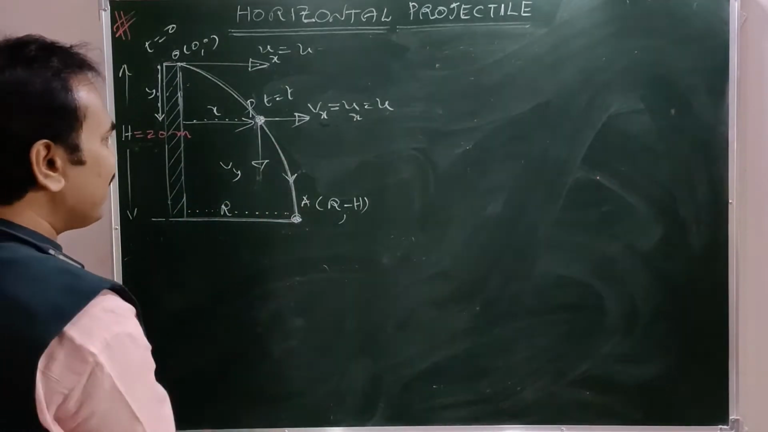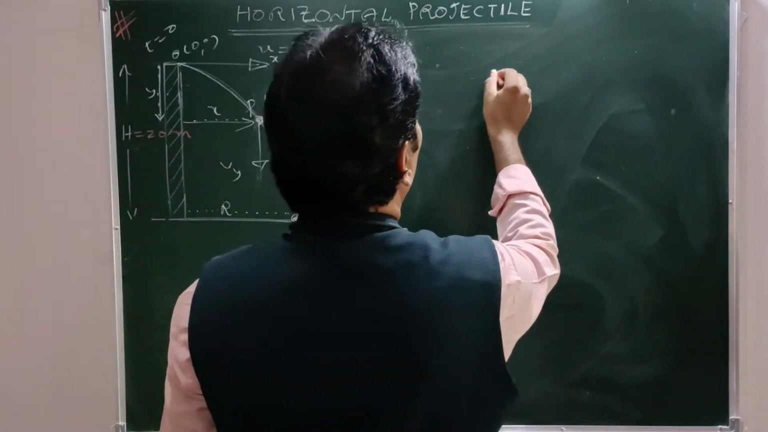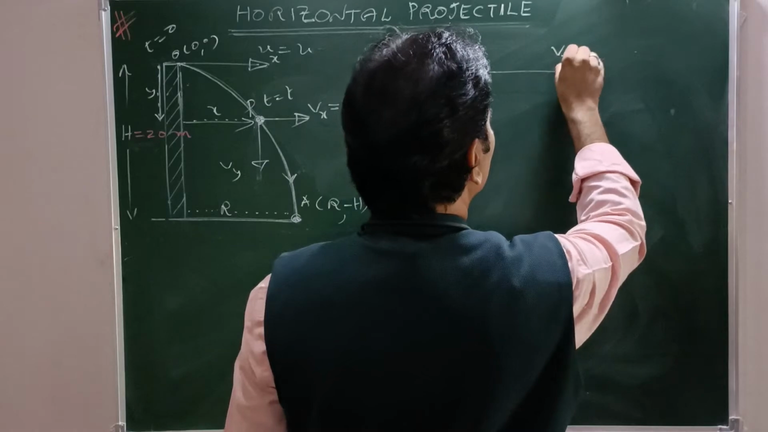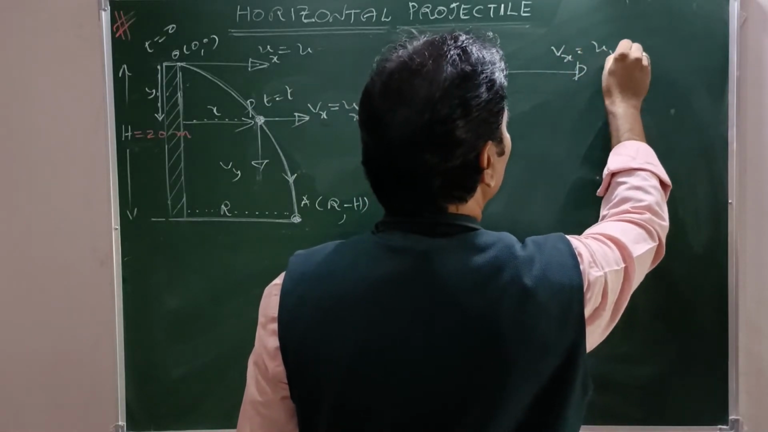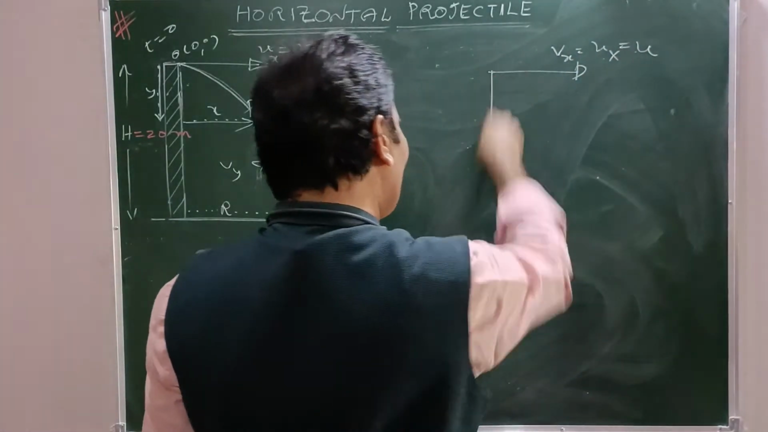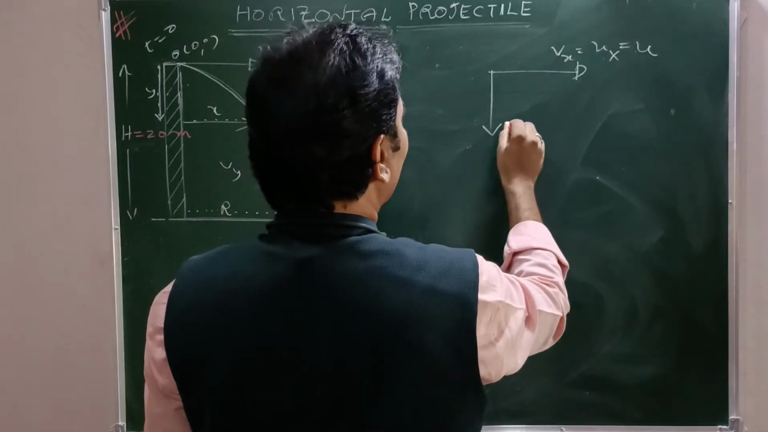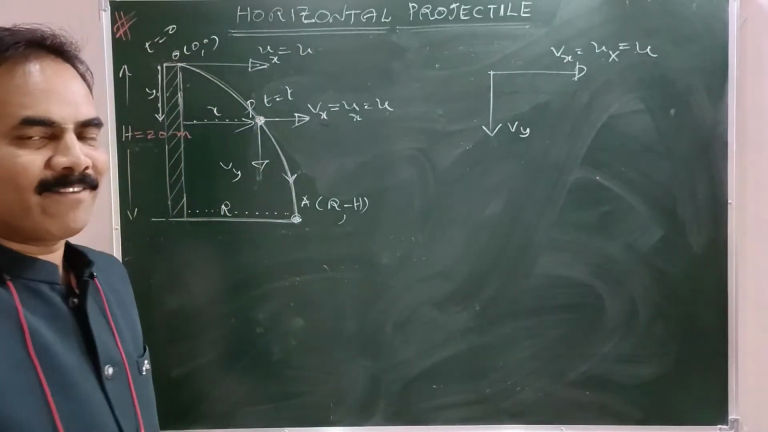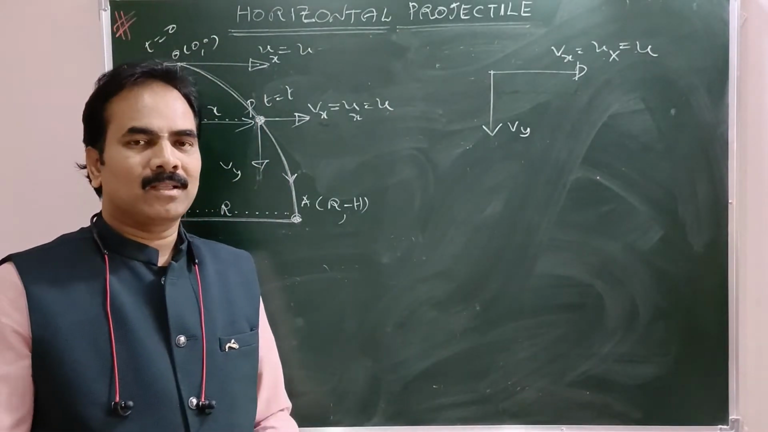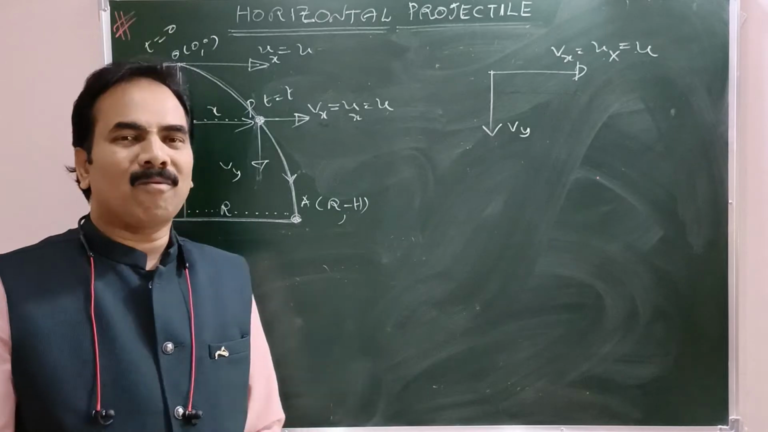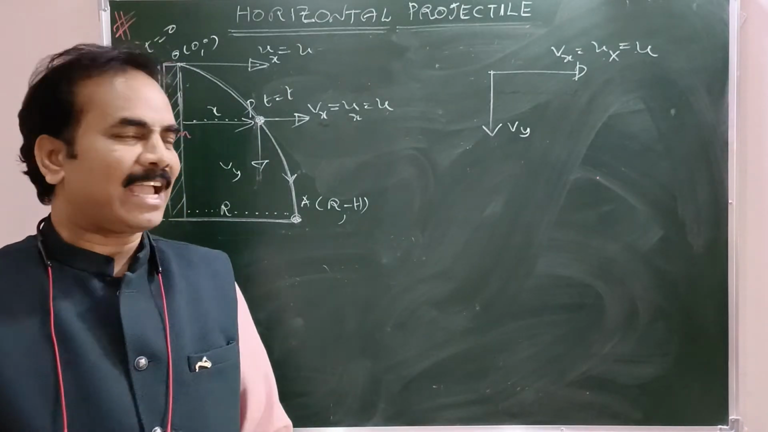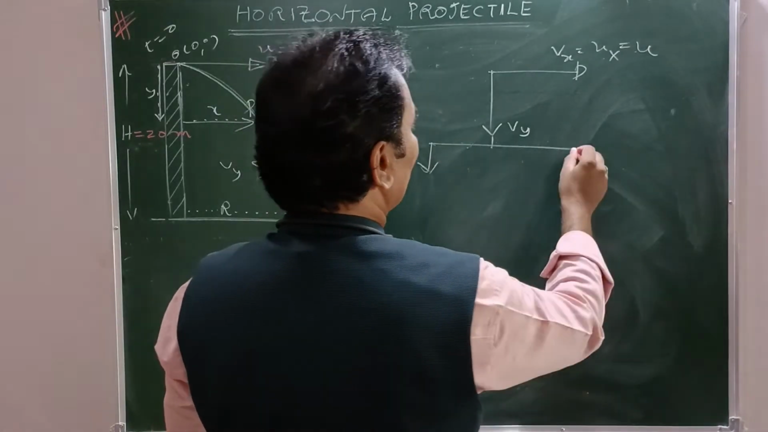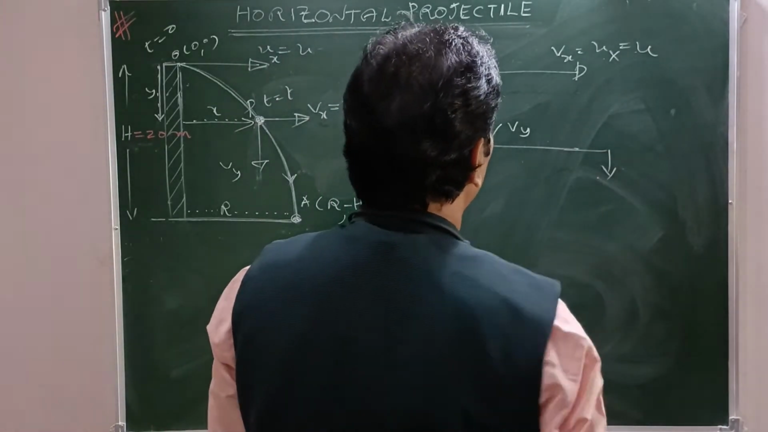Right, so I am writing here the same only. I am writing here in two ways. See this, Vx, that is Ux, that is u. Here the vertical component Vy. So we can find Vy, the vertical component of velocity, in two ways. One in terms of the y component, one more in terms of time. Suppose there are two ways you can find the vertical component of velocity.